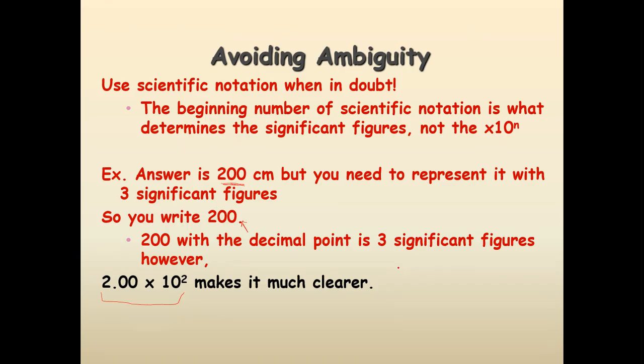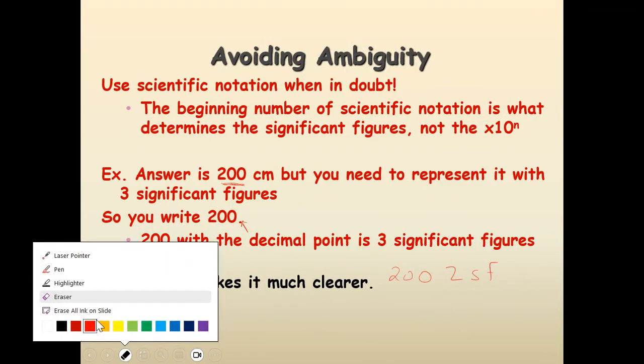A bigger quandary would be, what if I had 200, but I want to have 2 significant figures? Well, I just can't put a decimal here because that changes the number. So that's not possible. I'm going to get rid of that dot because it kind of freaks me out. Okay, come on, go away. There you go. So what do we do?